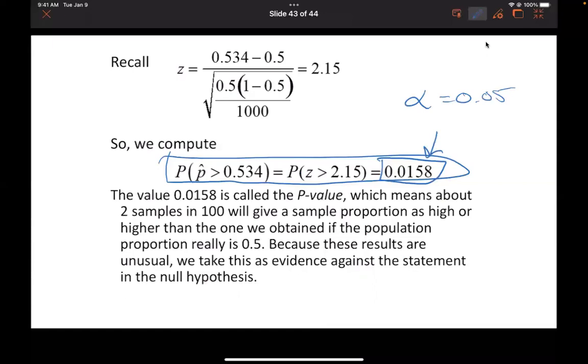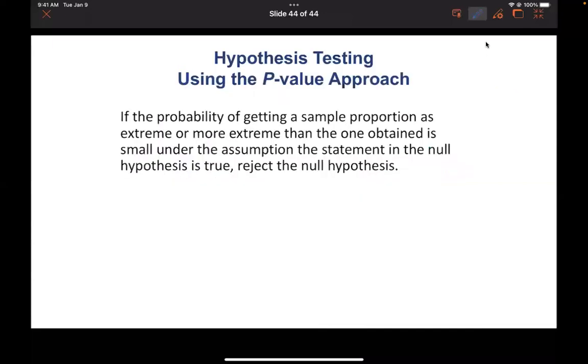Right, I have one more slide. This is it. The probability of getting a sample proportion as extreme or more extreme than the one obtained is small. Therefore, we would reject the null hypothesis. So we have not finished 10.2, so you won't be able to do 10.2 homework yet. You should be able to do 10.1.